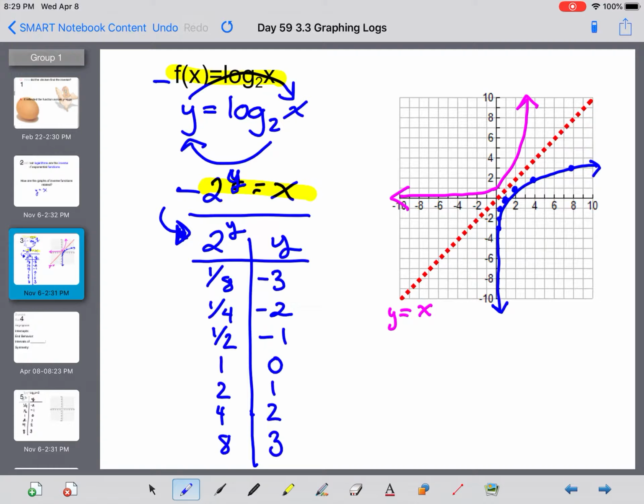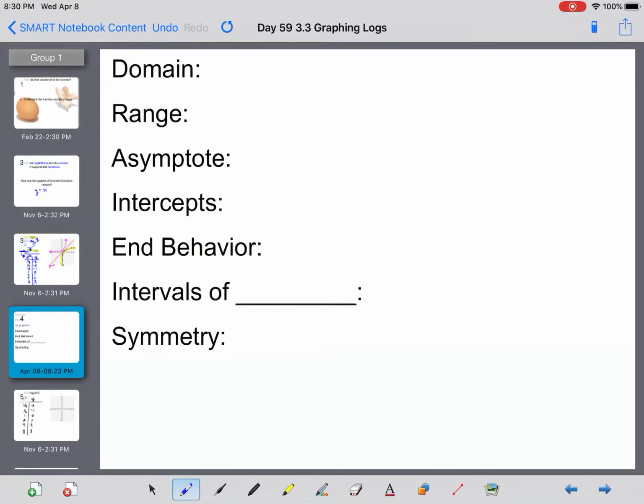So notice if we were actually finding the inverse function here, we would have swapped x and y before, and then we would have solved this equation for y. So let's go back and look at this blue function right here. This function is log base 2 of x. So let's answer a few questions about it. These questions you're probably getting sick of seeing, but here they are. So let's take a look at what we have.